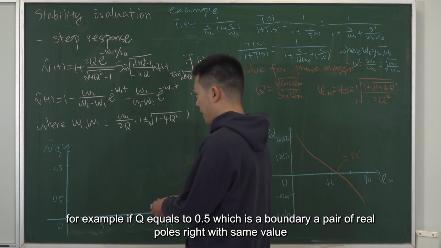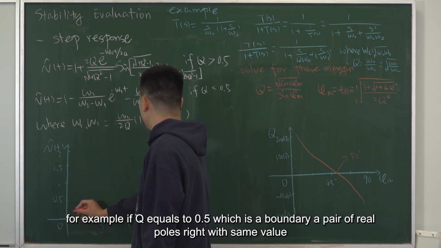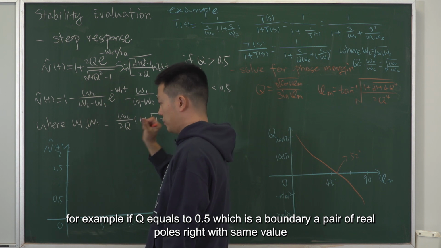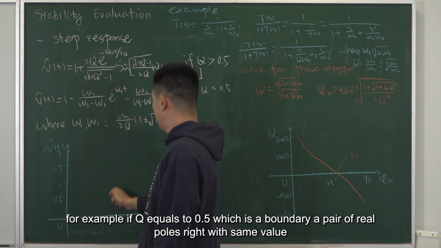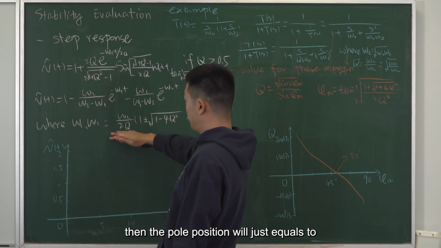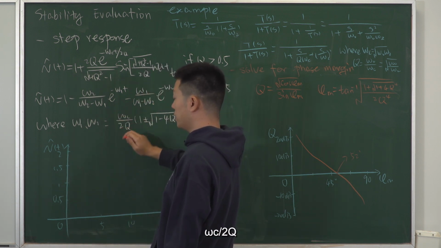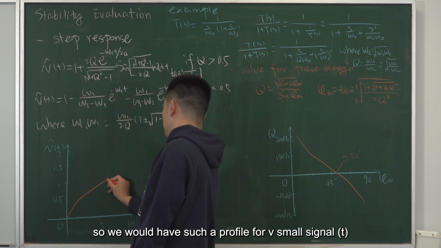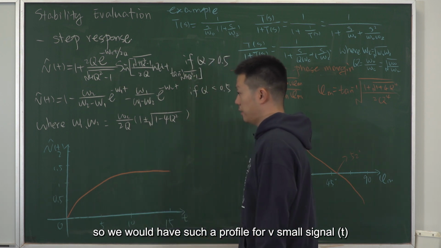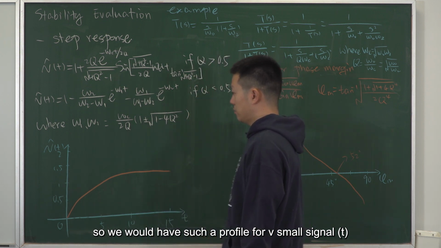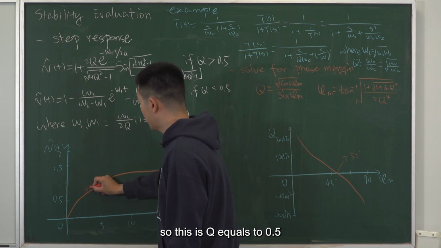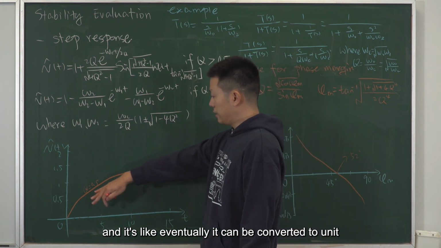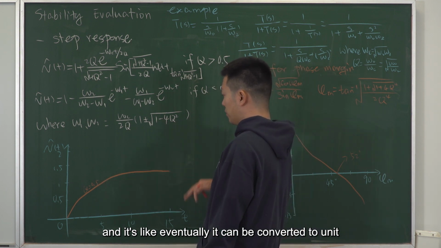For example, if Q equals 0.5, which is the boundary, a pair of real poles with the same value, then the pole position will just equal omega c over 2Q. So we would have such a profile for the small signal V(t). So this is Q equals 0.5. And eventually it converges to unity.